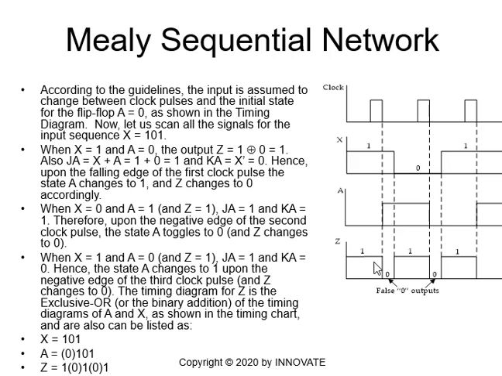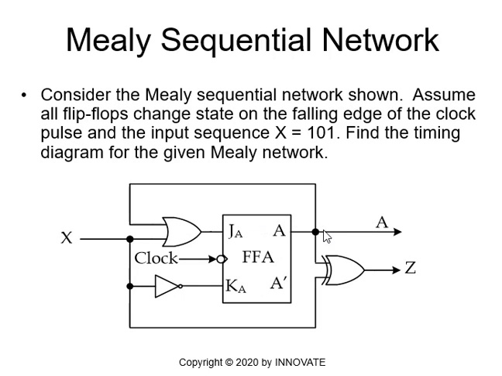Now Z depends also on X, remember, because this is a Mealy network. So we know that JA is equal to X or A, which is 1, and KA is equal to 0, so we are in the set mode. Hence, upon the falling edge of the clock pulse, the state A will change to 1. Initially we are in state 0, so it will change to 1 at the edge of the clock. Now this will force Z to change to 0 accordingly. Why? Once A is 1, we know that Z is A exclusive or X.